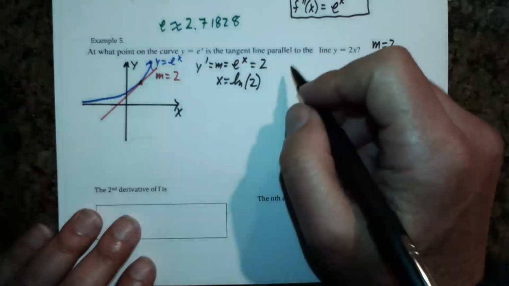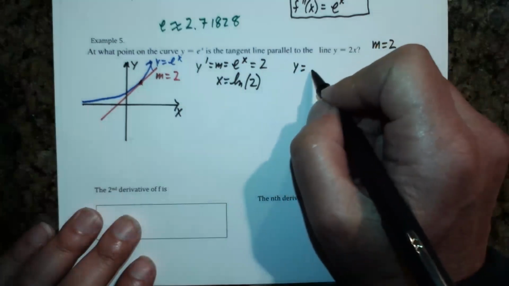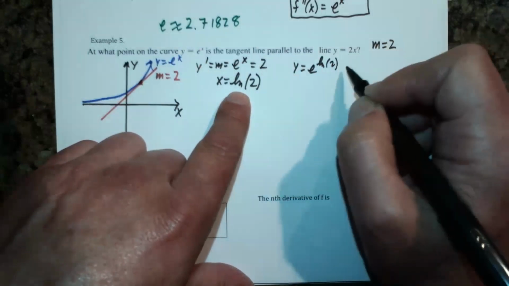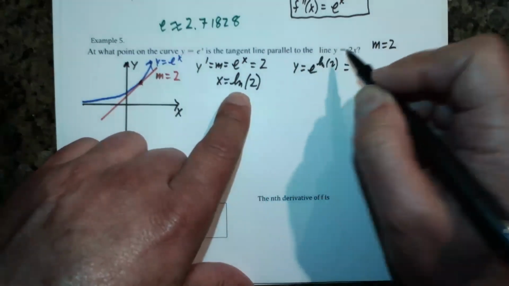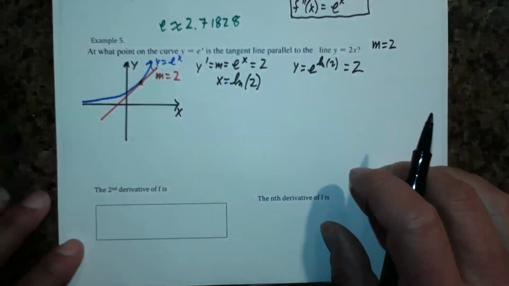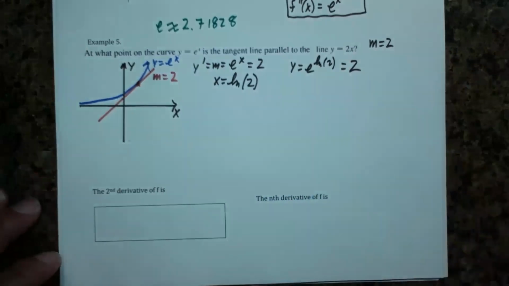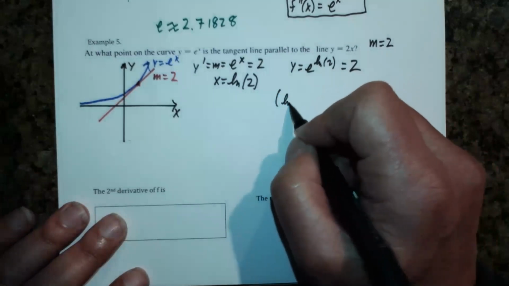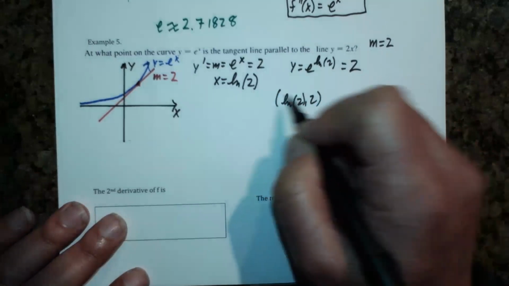To find the y coordinate, that's going to be e to the x, e to the ln of 2. Well, if you remember your logarithms, that just collapses out. We just end up with a 2. So what is the point where this happens? It's at the point ln of 2, 2.